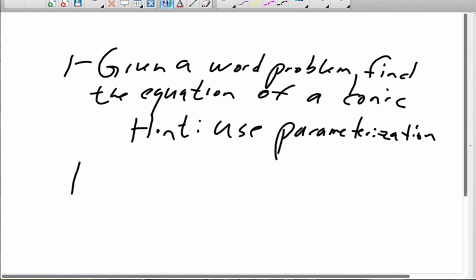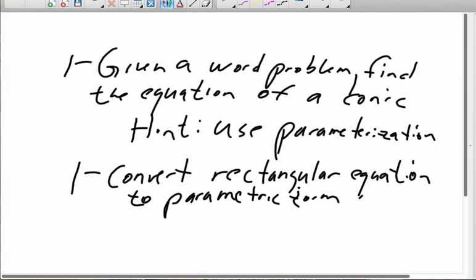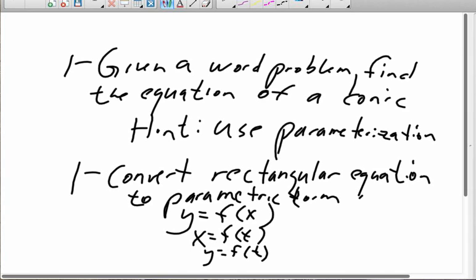You're also going to have one problem where you're going to have to convert a rectangular equation to parametric form. Or I'm going to give you y as some function of x, and you're going to have to come back and give me x as a function of t and y as a function of t.